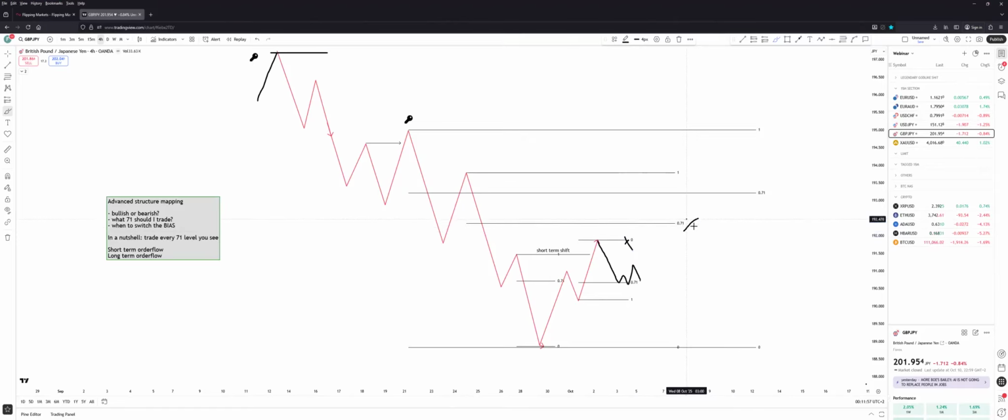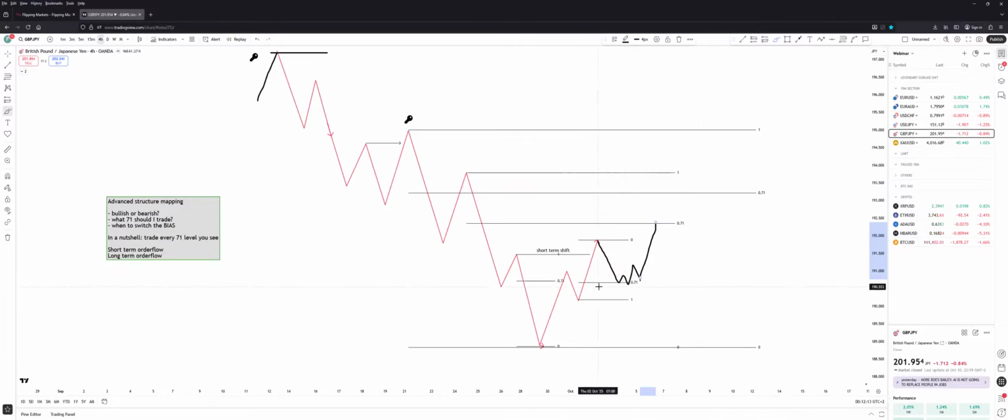The second target point can be the 71 level of the next high point. So this is the 71 level of the next high point, and this can be targeted as well as the 0 level of the bullish external range. Let's just say that you target the 71 level, you take a long trade, and you TP out here.